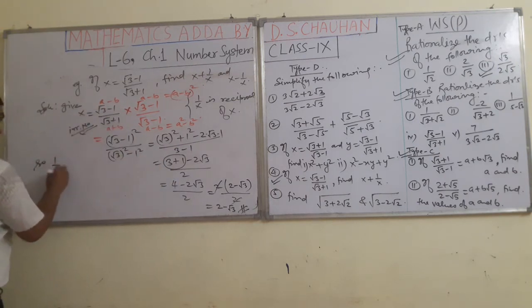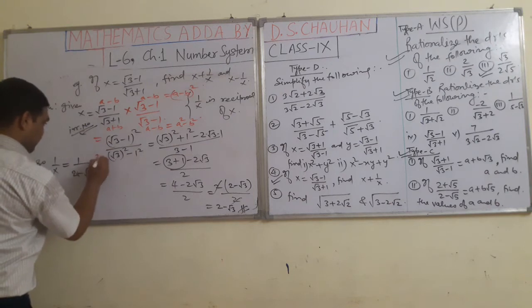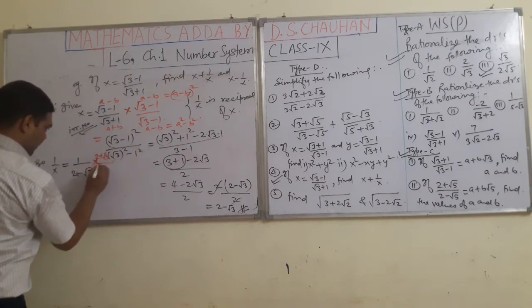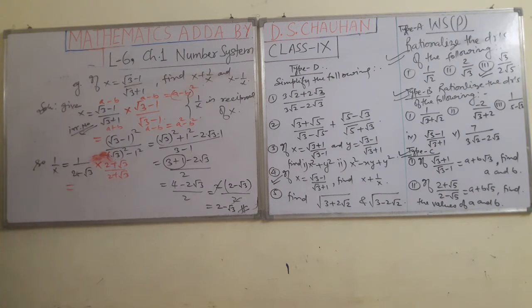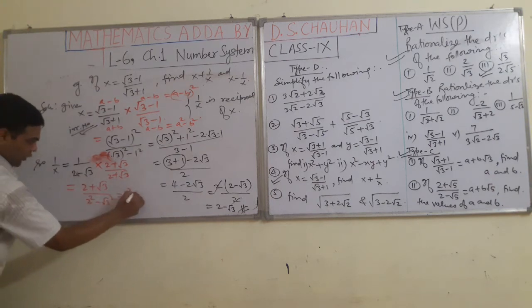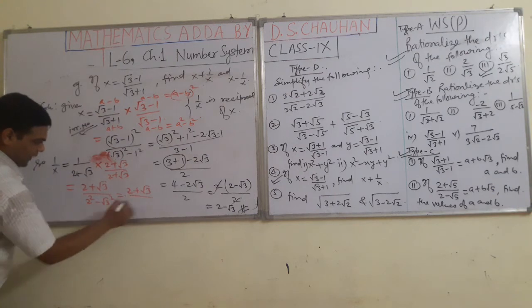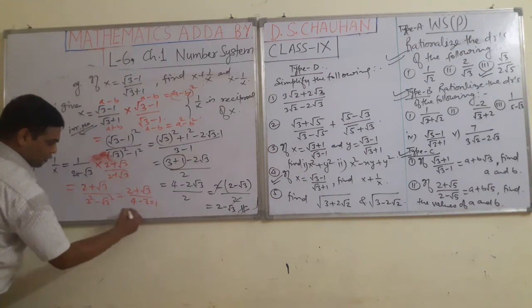So 1 by x will be what? 1 by x will be 1 upon 2 minus root 3. Again you see this is an irrational number, so go through rationalization: multiply by 2 plus root 3 upon 2 plus root 3. What will you get? Easily, this is 2 plus root 3 upon (a minus b)(a plus b), a square minus b square. So 2 plus root 3 upon 4 minus 3, which is 1. So simply what do you have? 2 plus root 3.